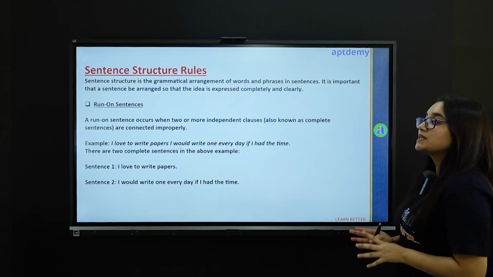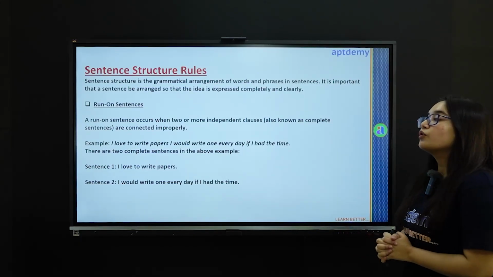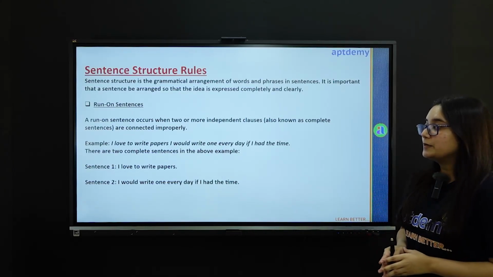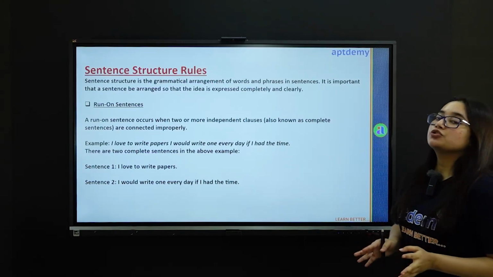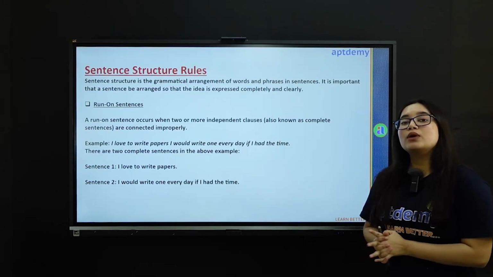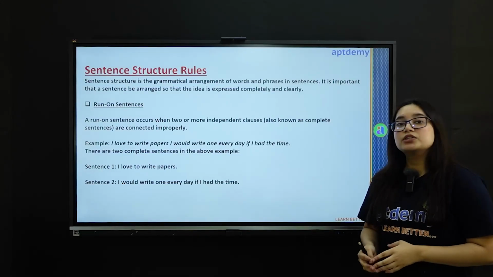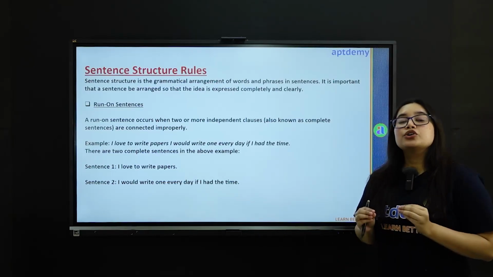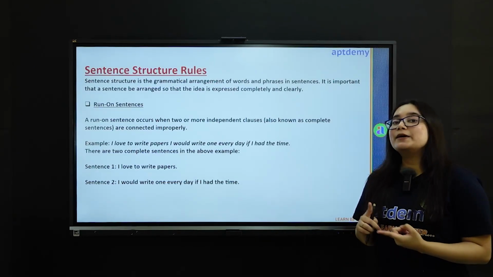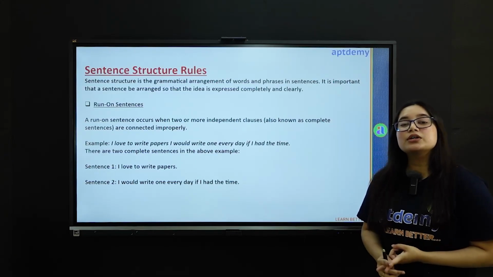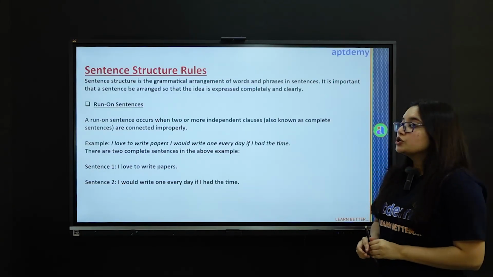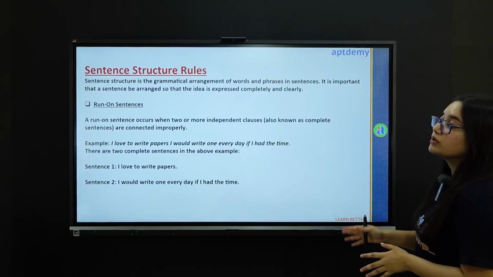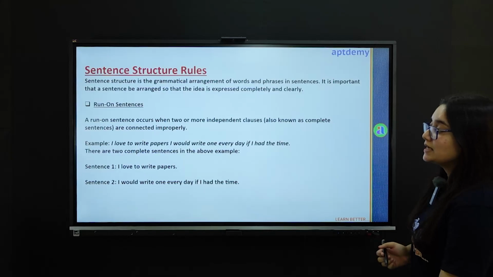What is that? A run-on sentence occurs when two or more independent clauses, or ICs, are connected improperly. So if you go back to the punctuation lesson, I have told you that two ICs cannot be joined with a comma or with a colon. Two ICs can be joined either by a period, or a semicolon, or a comma plus FANBOY. So in case we do not follow these three rules, the resultant is known as run-on sentences.